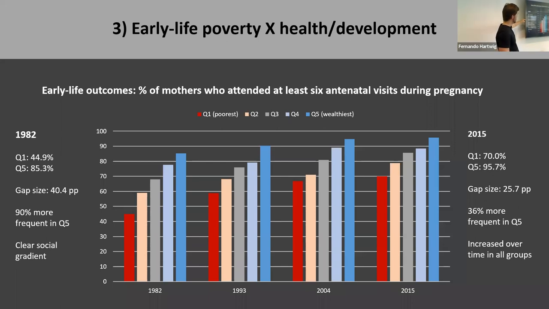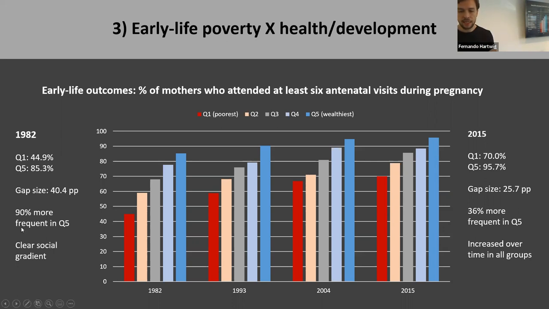So the gap size, and when I say gap size, what I mean is the difference between the blue bar and the red bar. That's the gap size, right? In 1982, this was 40 percentage points. So a massive difference. In 2015, this was 26, rounding the number, right? 26 percentage points. Still a big difference, but 26 is smaller than 40, right?